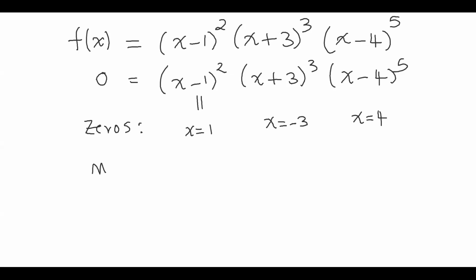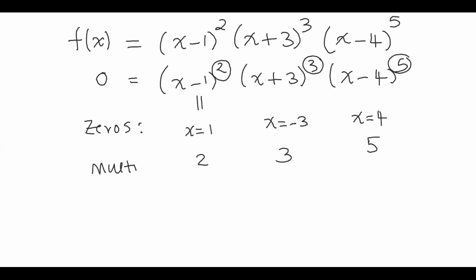To find the multiplicity, you just put the power. The multiplicity is 2 here because the power is 2. It repeats twice. And here it comes 3, so the multiplicity is 3. And it's 5 here. If there is no power, the default number is 1. So this is how we find it.